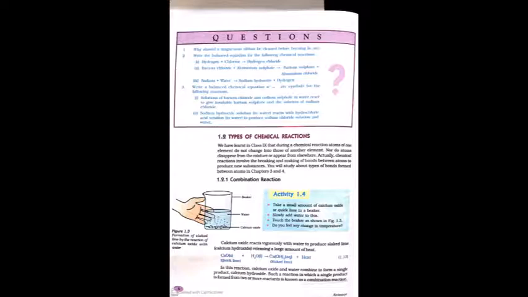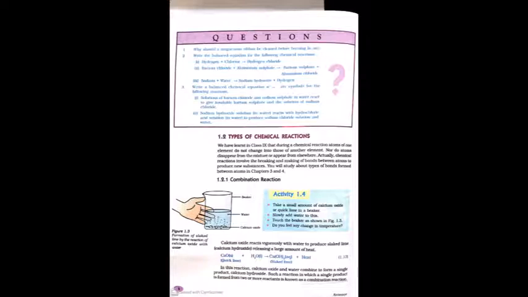1.2.1 Combination Reactions. Activity 1.4. 1. Take a small amount of calcium oxide or quicklime in a beaker. 2. Slowly add water to this. 3. Touch the beaker as shown in figure 1.3. 4. Do you feel any change in temperature?